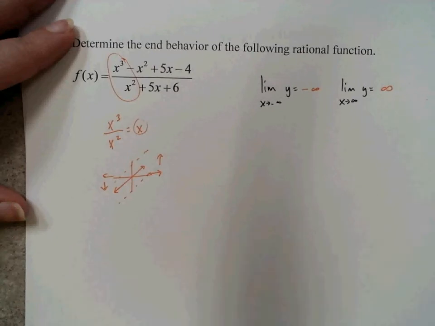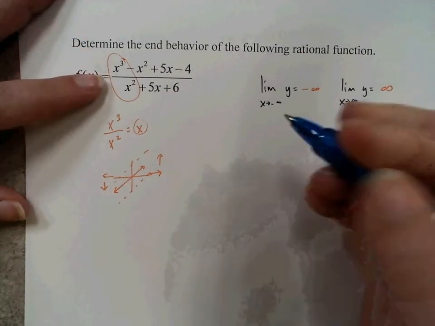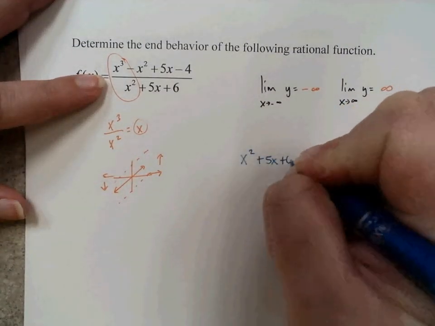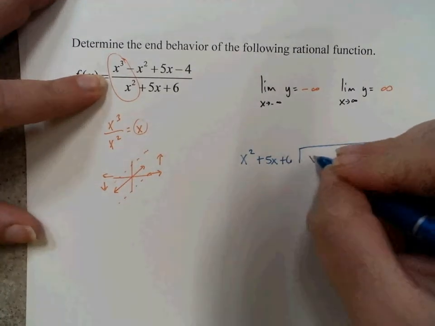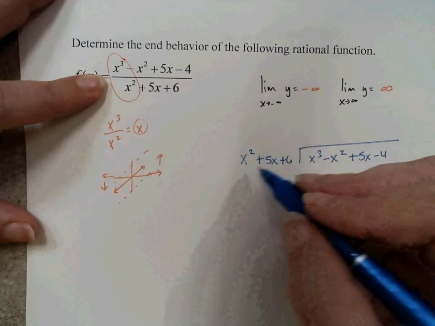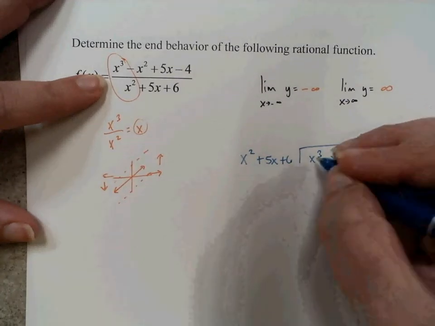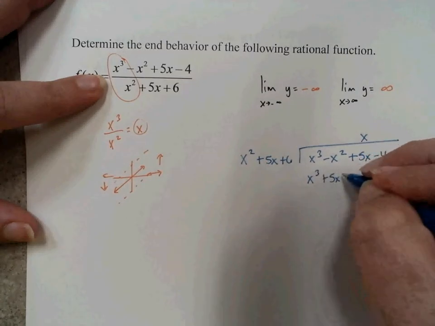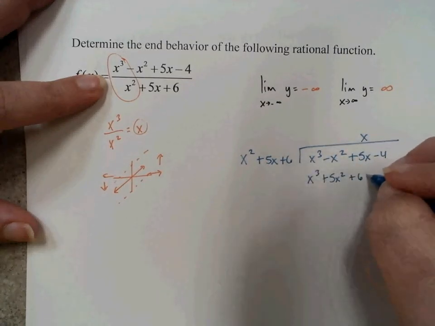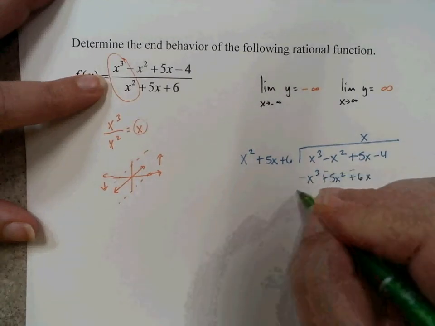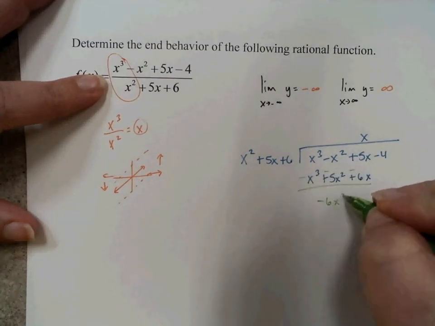But if I actually wanted the end behavior model, I would have to do the long division. So I would have x squared plus 5x plus 6 divided into x cubed minus x squared plus 5x minus 4. I need to multiply x squared by x to get x cubed. So x times x squared, x times 5x, x times 6, and then subtract. So minus, minus, minus. And then this becomes negative 6x squared.